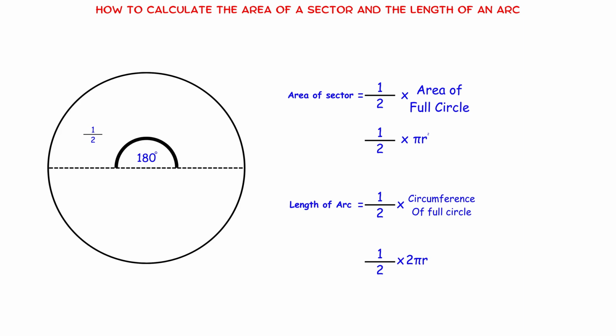So to find out the area of our sector, we just do 1/4 times pi r squared, because pi r squared is the formula for the area of a circle, and then for the length of the arc we'd do 1/4 times 2 pi r, because 2 pi r is the formula for the circumference.